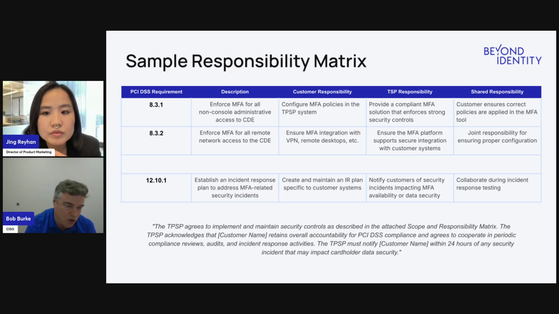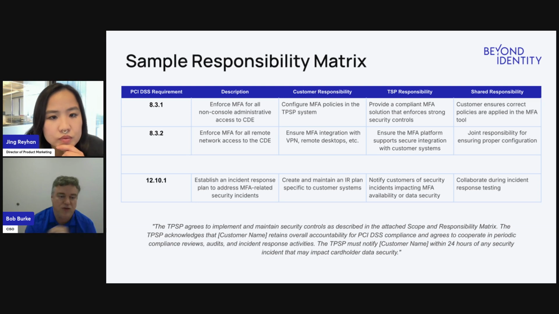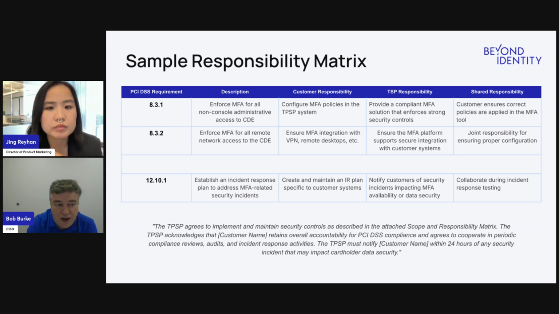And then if you go down to 12.10.1, this is basically you have to establish an incident response plan to address MFA-related security incidents. There's a clear customer responsibility. They have to maintain an IR plan. The third-party vendors have to be part of that, in the sense that you need to understand that if the third-party vendor is breached, you need to have a plan to get notified.